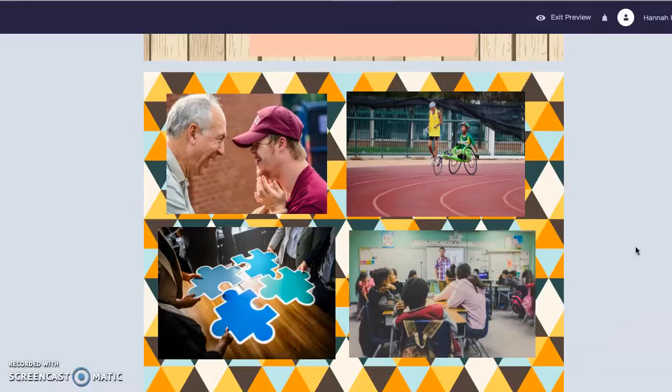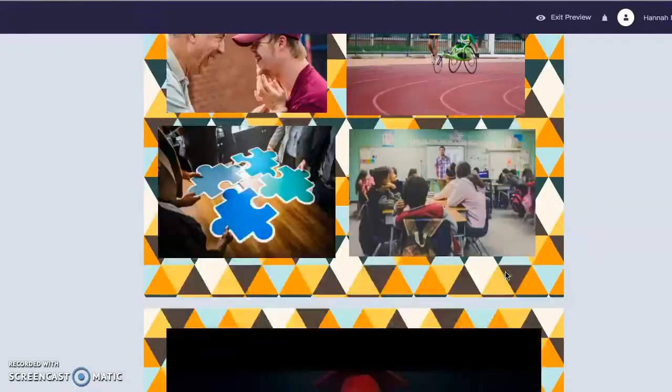On this next slide, I just have a couple of pictures that I thought were really important. The first picture is an older man and a boy with Down syndrome, which is a disability that we see a lot in classrooms. The next one is someone in a wheelchair. Another one is the puzzle pieces, which have to do with autism. That's their big symbol for autism, which is another disability we see strongly in classrooms. And the fourth picture is an inclusive environment for everyone in our class, and that's what we're trying to aim for, where everyone can be included no matter the disability.